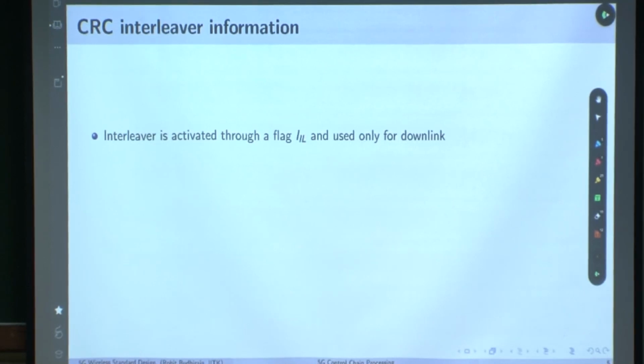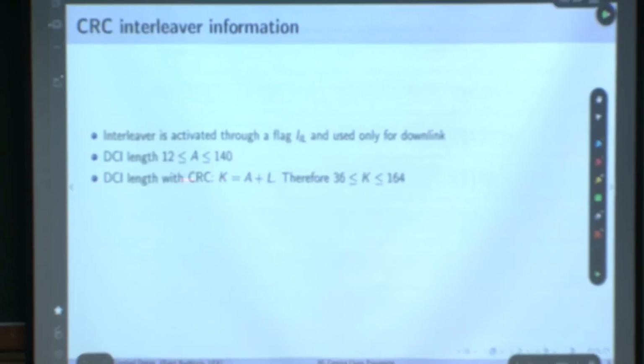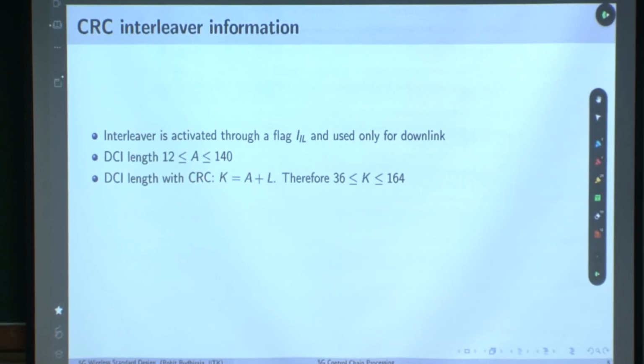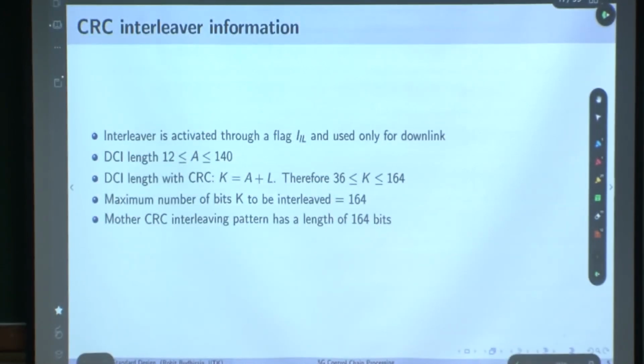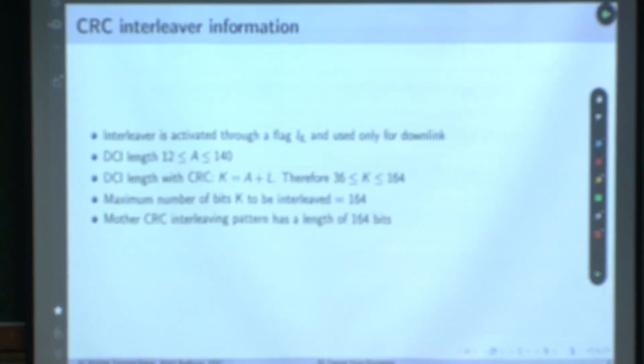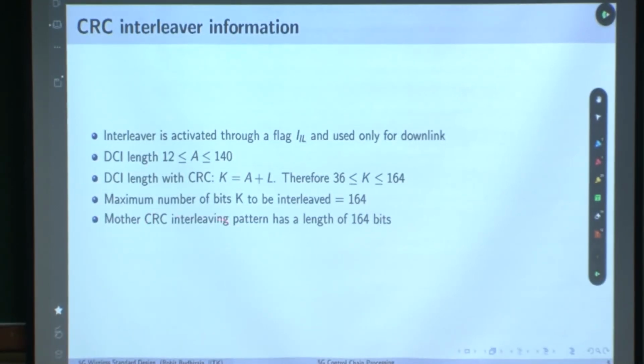If you read the standard carefully, you'll see that the DCI length is between 12 and 140. So DCI length with CRC, A plus L, will be between 36 and 164, and that needs to be interleaved. You see this length can vary between 36 and 164. The maximum number of bits which need to be interleaved is 164. What am I saying here? This is called the mother CRC interleaving pattern.